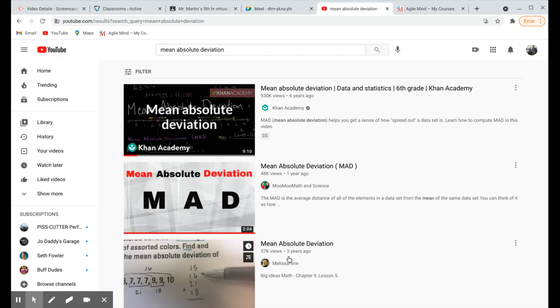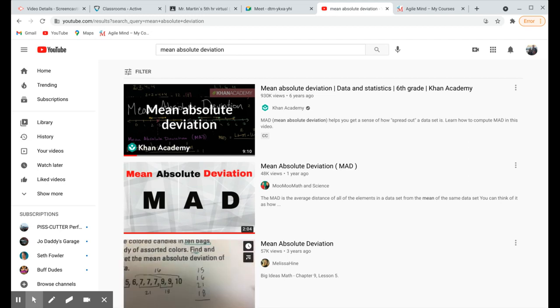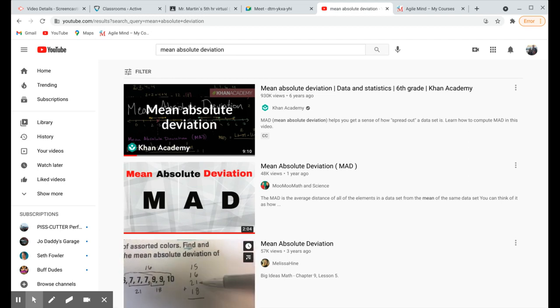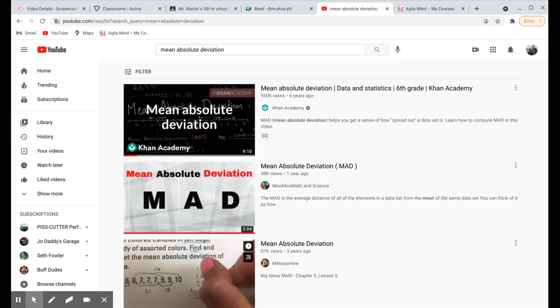All right, so today we are in topic 10, representing and interpreting data. We are on page 323 all the way to 330 today. And our goals and objectives for today are to use data from a random sample to make inferences about a population, find measures of center and measures of variability, including interquartile range and mean absolute deviation.